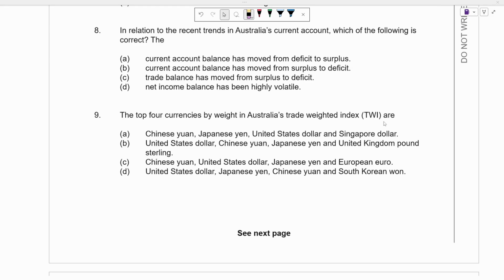The top 4 currencies by weight in Australia's trade weighted index are, so this is a stat question, and you can often find these statistics in websites such as the DFAT or ABS. So I'll put that in the description. But in general, we always know that China is first. So this leaves us with answer A or C. Now going through it, in this case for 2022, the answer would be C.